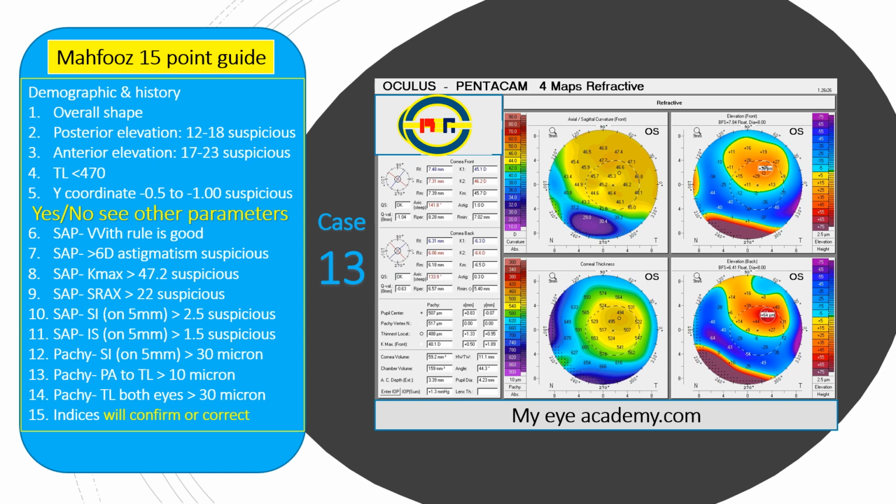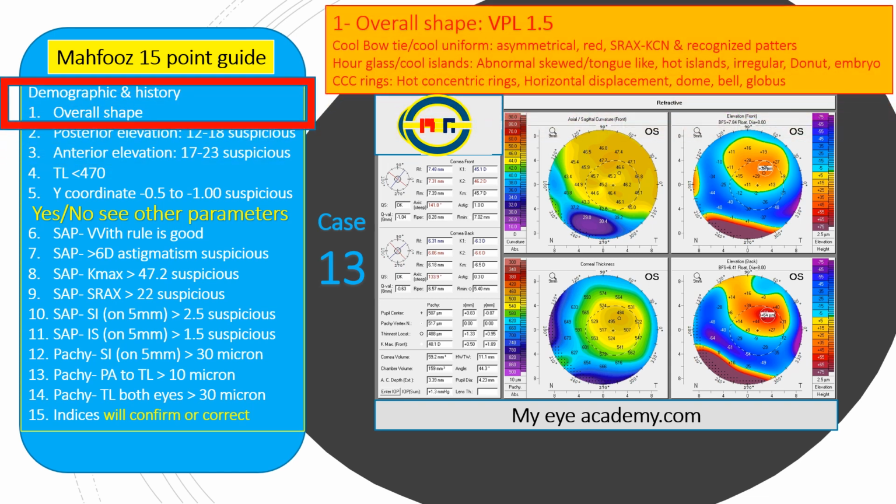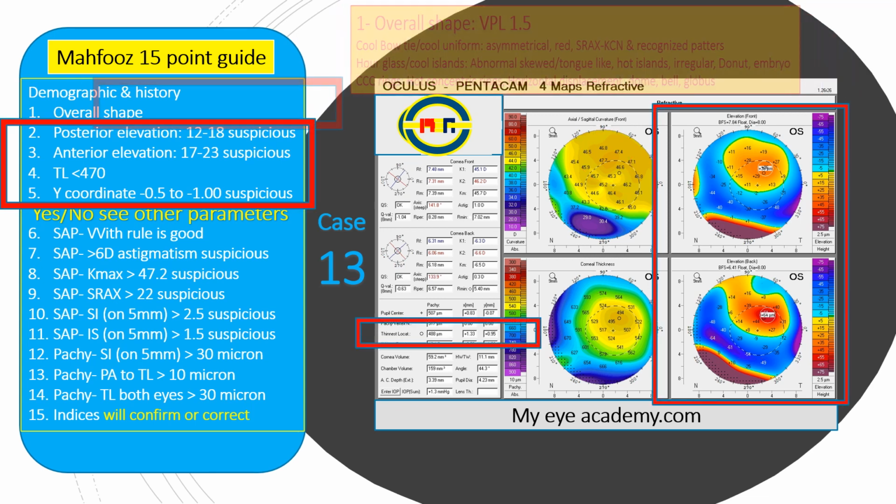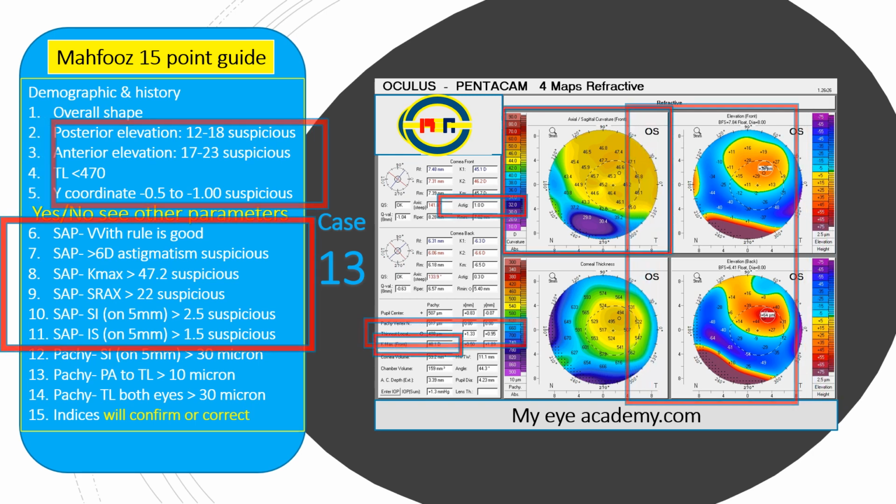Now the case number 11, look at the shape. There's a bow tie, and the bow tie is more widened superiorly, so it's a superior steep. And then look at that, we have got a hot eye lens and we have got an irregular bow tie. All of them are indicative of abnormal cornea. Look at the posterior, anterior elevation and thinnest location and y coordinate. Except the y coordinate, every parameter is within the abnormal range.